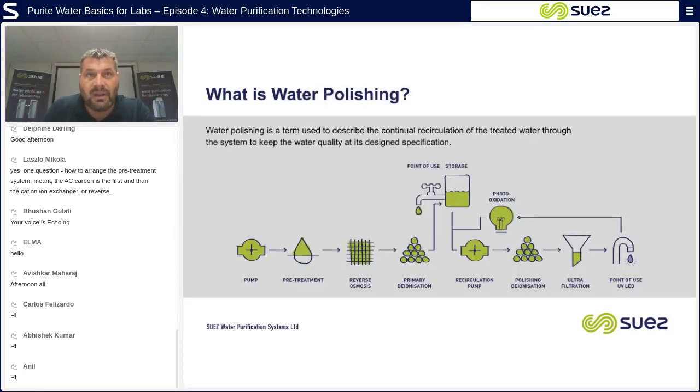What is water polishing? Water polishing is a term used to describe the continual recirculation of the treated water through the system to keep the water at the quality that it's designed for, or its specification. After production of the pure water, if it is stored, it will slowly degrade and fall outside our required quality. To maintain the water quality, we continue to, or periodically, recirculate the water back through our DI cartridge or cylinder, the UV chamber and the UMF filter. This will ensure we maintain a high purity water in the system.